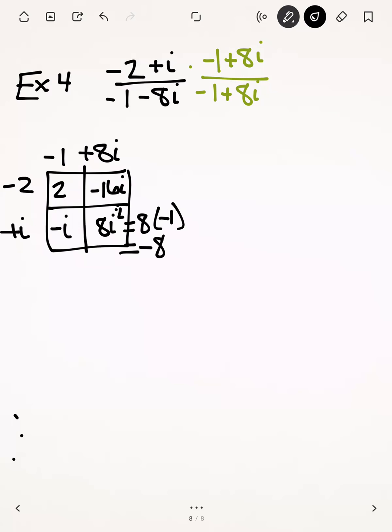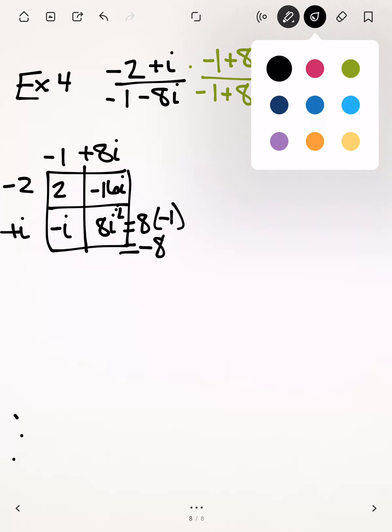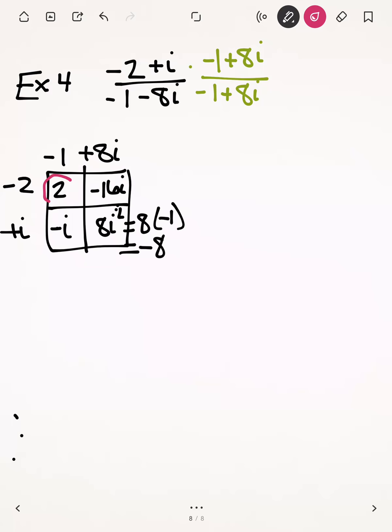So when we combine like terms and simplify, I can combine the 2 and the negative 8. 2 minus 8 gives me a negative 6. And then I combine my i's. So I have a negative i and a negative 16i. This gives me a negative 17i. So this is going to be the numerator for my new fraction. So I get negative 6 minus 17i.